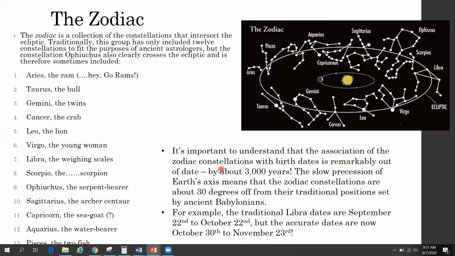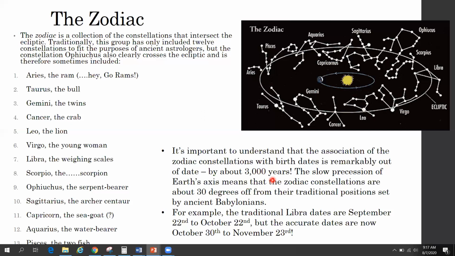Now, one thing that's important to know about the zodiac signs, especially as it relates to astrology, is that the association of particular constellations with birth dates is actually really out of date. In other words, if you have looked up what your sign is, that would only really have been accurate about 3,000 years ago. That's when ancient Babylonian astronomers set these dates in stone, as it were.